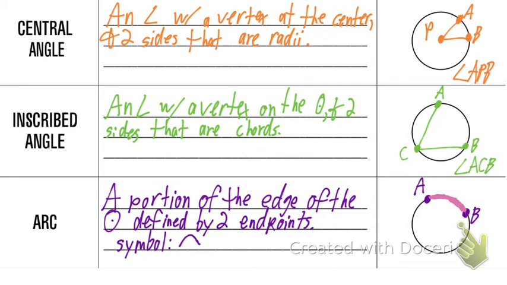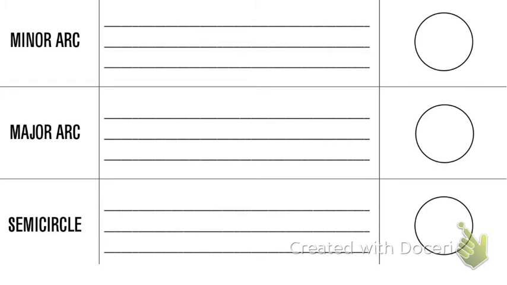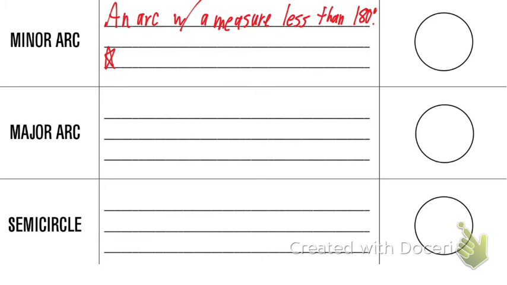Next, we see a couple different types of arcs, don't we? We see a minor arc. Minor, what does minor typically mean? Okay, small. It's an arc, believe it or not, with a measure less than 180 degrees. A little note about a minor arc: you use two letters to name it.